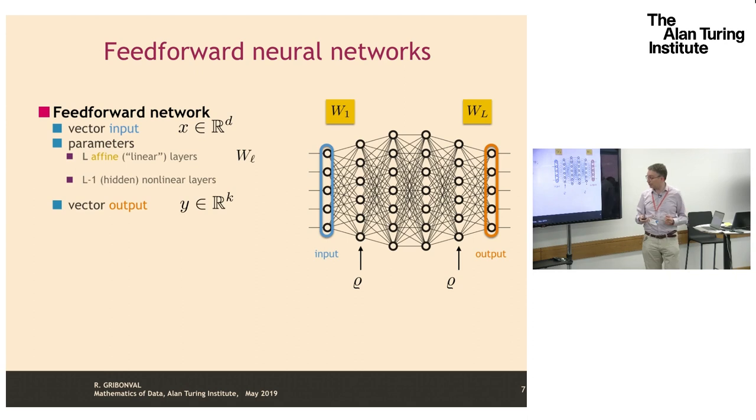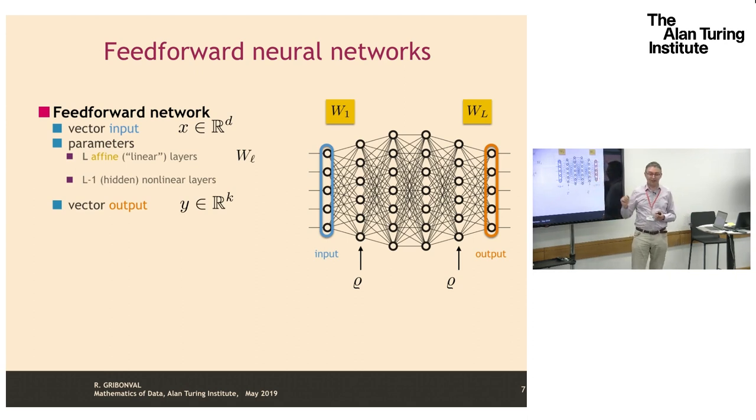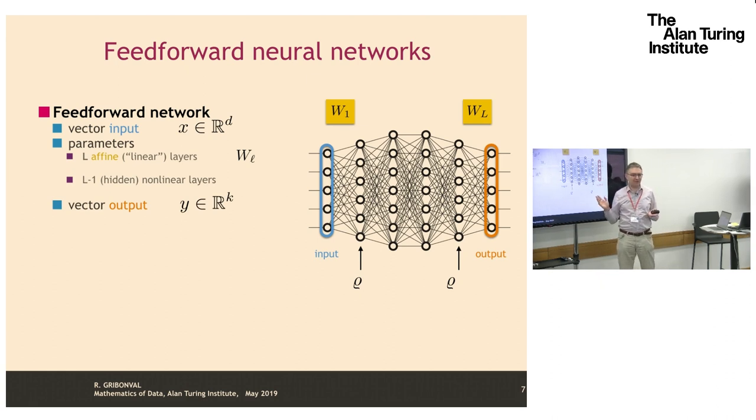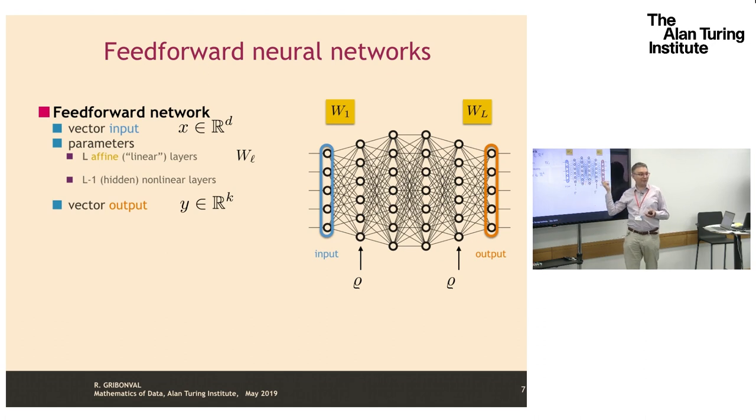So a feed-forward neural network here is something with L layers. We just have to agree on how we count layers. Do we count nonlinear layers? Do we count linear layers? L, the number of layers in this talk, will be the number of affine layers. And so the most basic neural network with one hidden layer has two layers. So that's the description of a network.